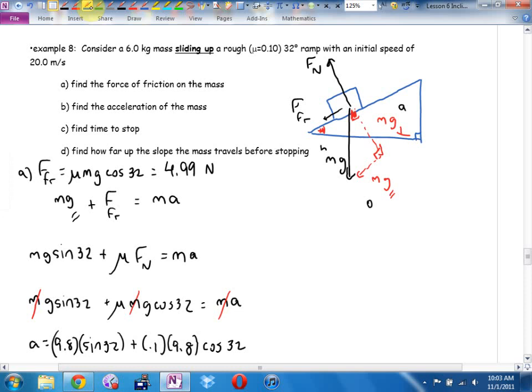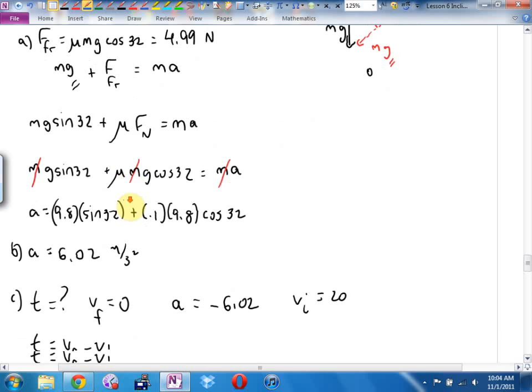So here was our situation. Nicole, we said we had the mass sliding up a rough ramp, so it's going to slow down really, really quickly. In fact, we said if it's sliding up, friction and mg parallel are in the same direction. Your equation was sum of forces equals ma. We said friction is mu times the normal force. It was mu, I don't know the normal force. It was mu mg perpendicular, sorry, which was mg cos, we said. We found that the acceleration was 6.02.